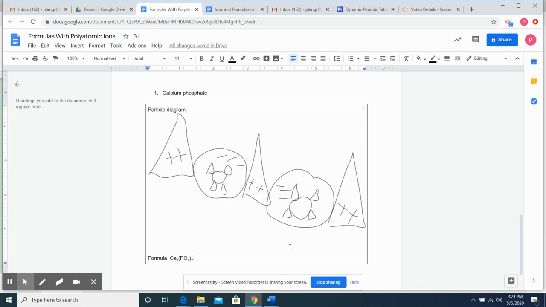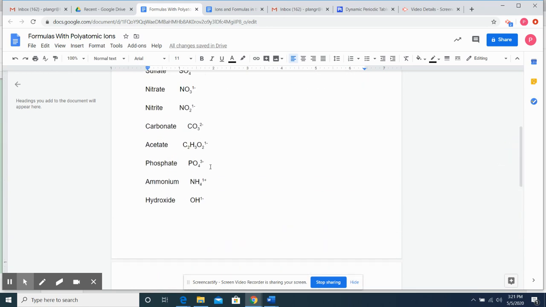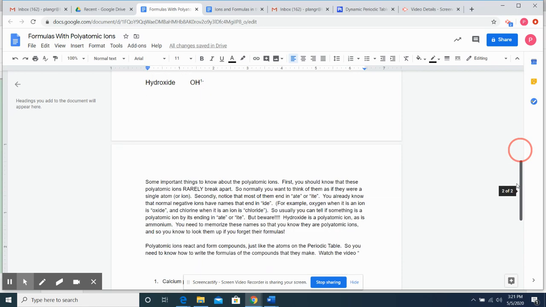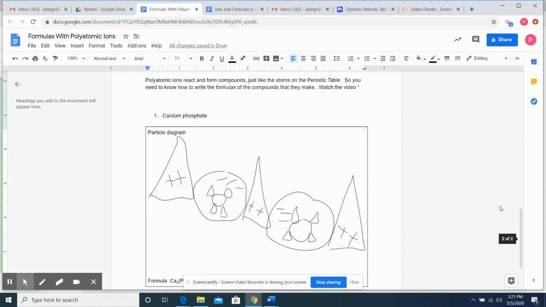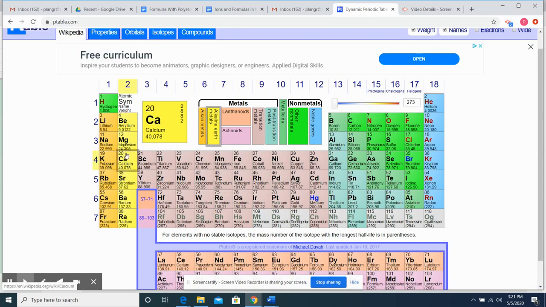All right, so let me just review this so you know how to write these compounds. First of all, calcium phosphate. How did I come up and write that formula? Well, first of all, I had to know that phosphate, there's its formula. You got to learn those from this chart that I gave you or this list that I gave you. Secondly, you needed to know that calcium has a +2 charge. How do you know that? Well, you should know that over here on the periodic chart, calcium is in group 2, and so it has a +2 charge. So you know that.